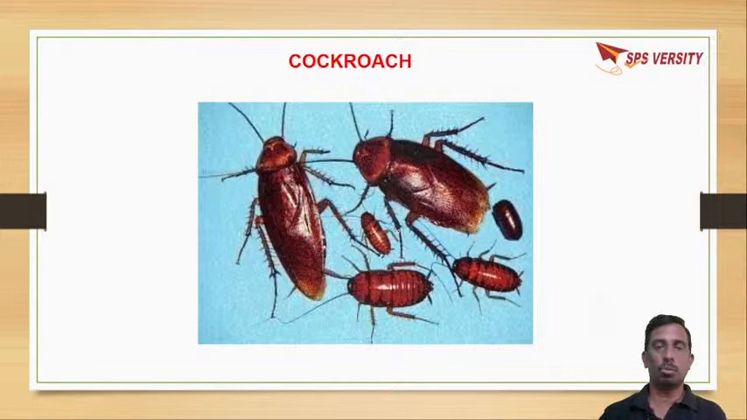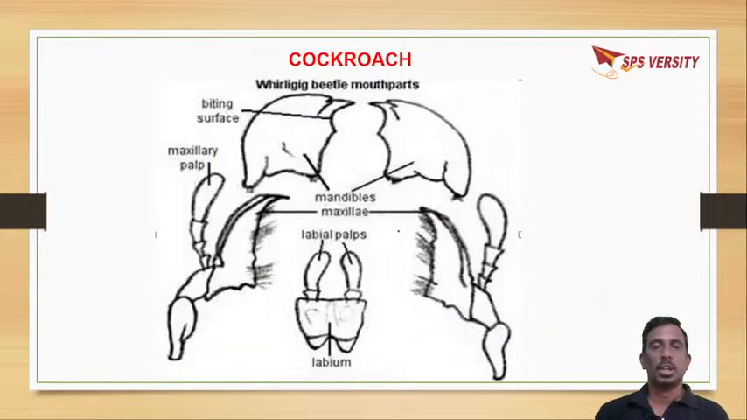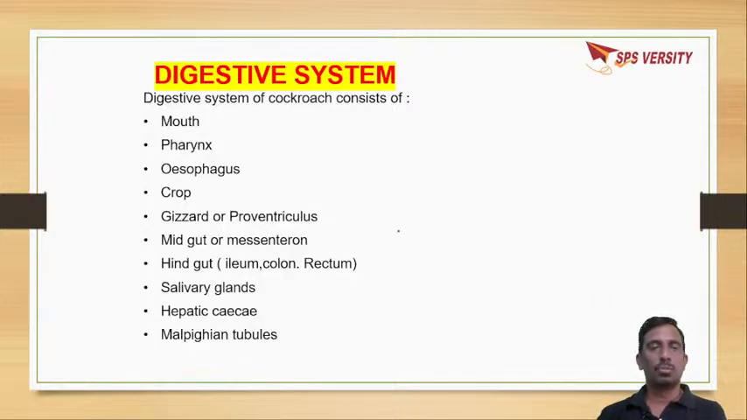And when you come to cockroach, cockroach belongs to Arthropoda. Externally, the body is divided into head, thorax and abdomen. You can see mandibles, maxillae, labium. These are the different mouth parts which are present in cockroach.